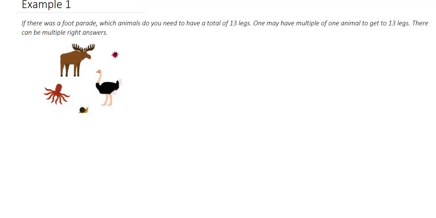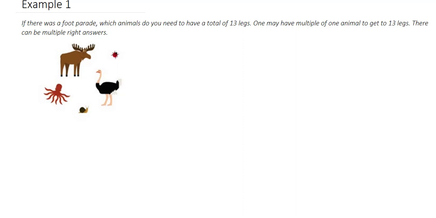So the first example, there was a foot parade. Which animals do you need to have a total of 13 legs? One may have multiple of one animal to get to 13 legs, and there could be multiple right answers. So this is actually one that you could do with, say, a classroom full of kids. So let's go over this.